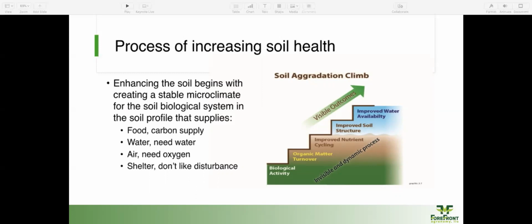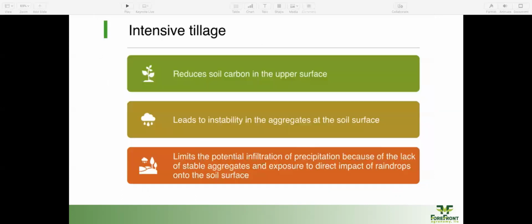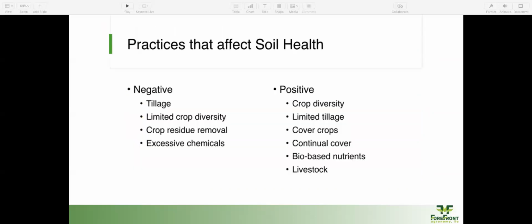And it's all about having the right food and carbon supply, having the right amount of water, the right amount of air, and really just sheltering it, just like your house. So things that we want to avoid is intensive tillage, and this area has done a great job of reducing the amount of tillage that we do. But anytime that we drag a plow through the ground, we are reducing that soil carbon in that upper soil surface where that plow is run, which ultimately leads to instability of soil aggregates, which causes problems with compaction, causes problems with infiltration, and really just creates an unfair environment for that plant to live in.